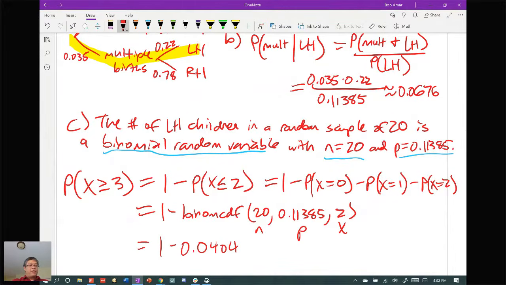Okay, so let's check our work. There are 20 trials. The success probability is 0.11385. Yep. 20 trials, 2 successes. CDF is going to add up all of them. There, yeah, I put it in wrong. That's why I was just like, that number is super strange. So sorry about that.